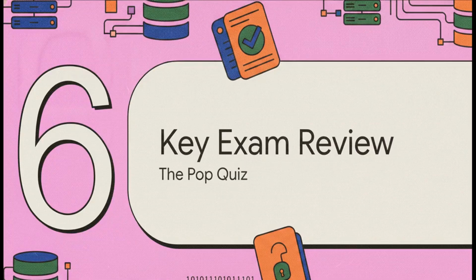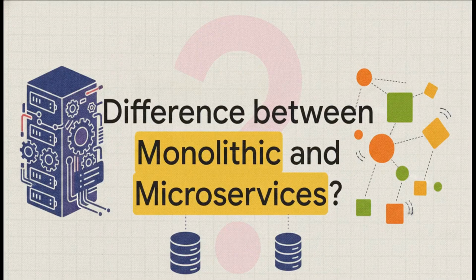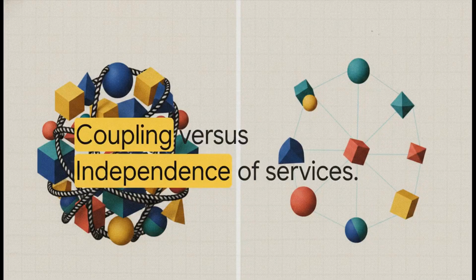And finally, Section 6, Key Exam Review, the Pop Quiz. All right, time for a rapid-fire pop quiz. Here's your first active recall question. What is the main difference between monolithic and microservices architectures? I'll give you just a second to mentally lock in your answer. Got it? The answer is coupling versus independence of services. Remember, a monolith is tightly coupled and rigid, while microservices are independent, autonomous, and scalable.